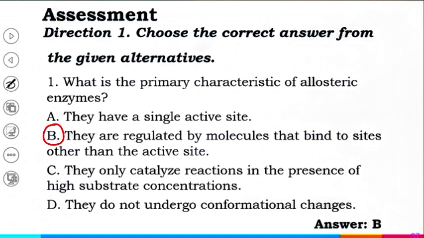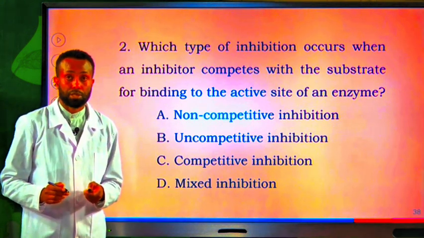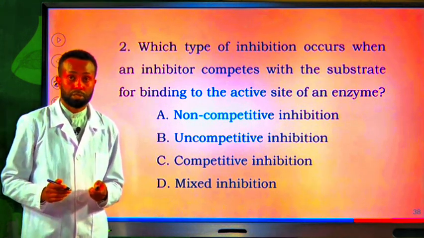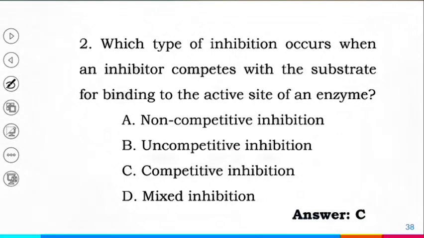As for the primary characteristics of allosteric enzymes, they are regulated by molecules that bind to sites other than the active sites. Question number 2. Which type of inhibition occurs when an inhibitor competes with the substrate for binding to the active site of an enzyme? A. Non-competitive inhibition. B. Uncompetitive inhibition. C. Competitive inhibition. D. Mixed inhibition. The answer will be C. The type of inhibition in which an inhibitor competes with a substrate for binding to the active site of an enzyme is competitive inhibition.